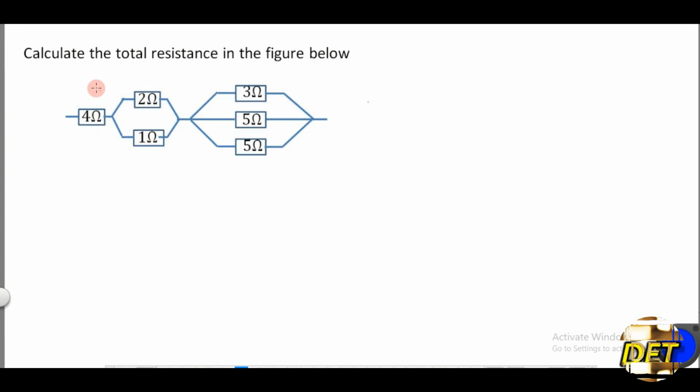Okay, so here we're going to look at this question. Calculate the total resistance in the figure below. So we have this diagram, this figure, which is composed of many resistors, right? And we are asked to calculate the total resistance in this figure.